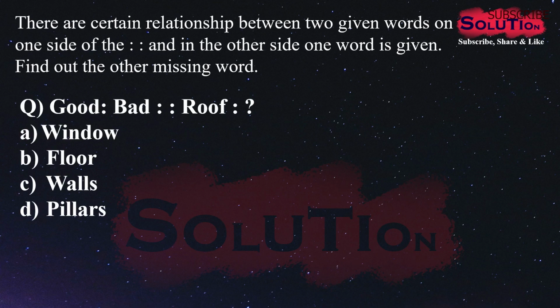Our next question is good is related to bad, and what will roof be related to? You can see good is related to bad. Good is someone who is doing something great, and bad is someone who is doing bad, not that good. So these two are obviously opposite words. Good's opposite word is bad. So roof's opposite word will be floor. That is how you have to find the missing words.